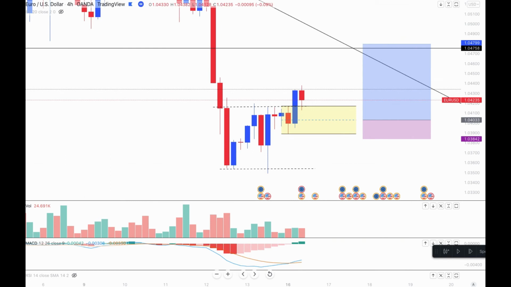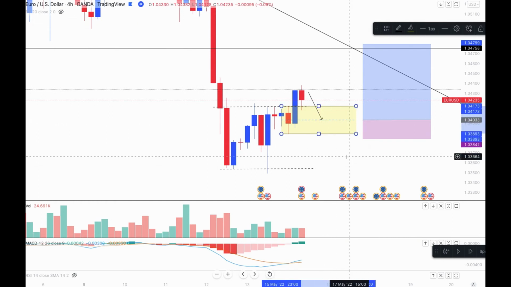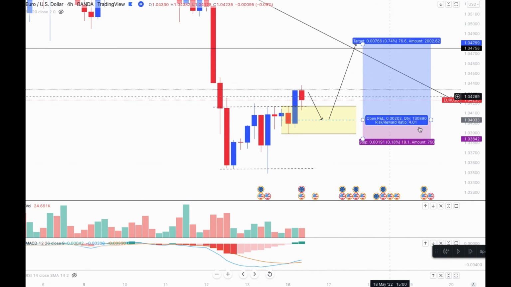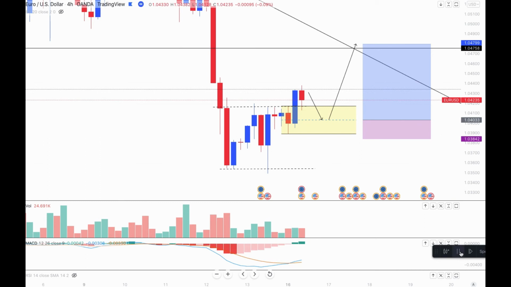Now I am waiting for price to return to my entry zone, which is the halfway mark of my yellow box right there. I'm then going to be entering into my long position and trailing price all the way up to the 1.048 level. Let's carry on playing. Let's see what happens.